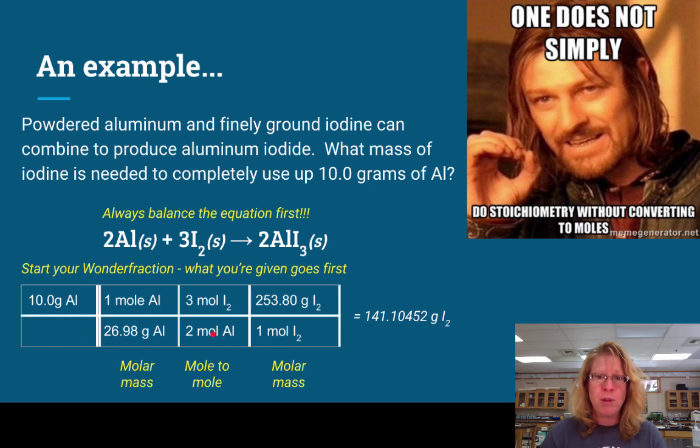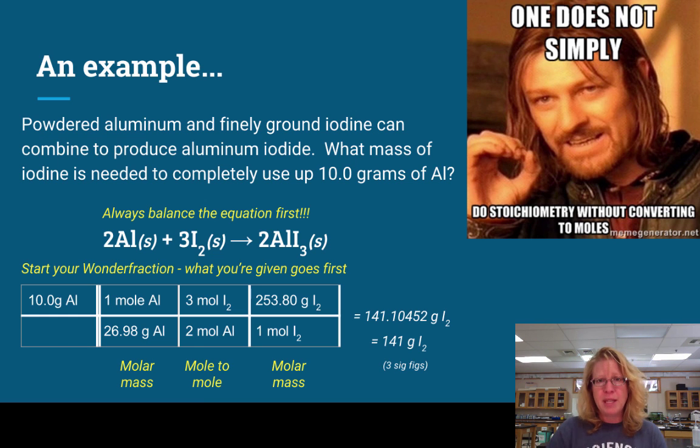You have to divide by each number on the bottom. There's my calculated answer, 141. Yeah, sig figs still count, so our answer here should have 3 sig figs because we have 10.0 grams, 3 sig figs in our problem. So our final answer here would be 141 grams of I2 due to sig figs.